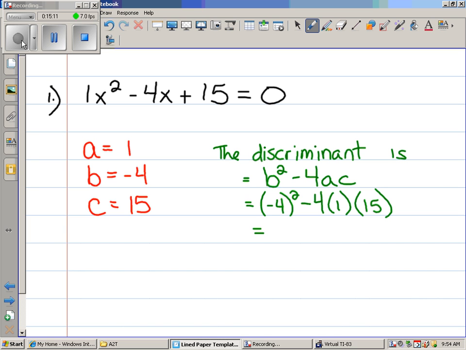16 minus 60 is, I think, like 44. Okay, let me take a look. I could be wrong. Let's go. So what does the discriminant equal? The discriminant equals negative 44. So what you're really telling me is that b squared minus 4ac is less than 0. If the discriminant is less than 0, what do you know about the roots? And how many of them are there? There are 2 imaginary roots.